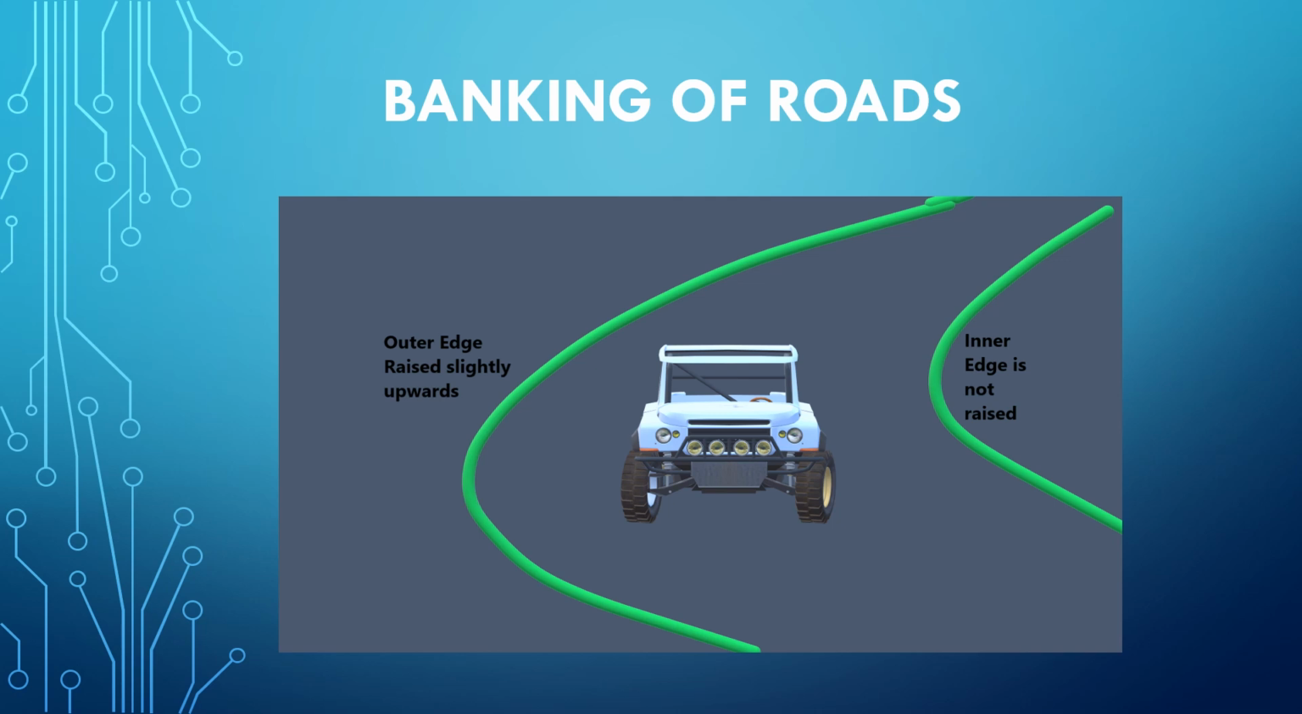the vehicle may roll over. The reason is that whenever a car is moving in a circular path, the tires of the car will produce a net moment about the center of mass, and this may cause the vehicle to roll over. So to avoid this situation, we construct banked roads in which the outer edge is raised slightly upwards and the inner edge is not raised. It is at the ground level.